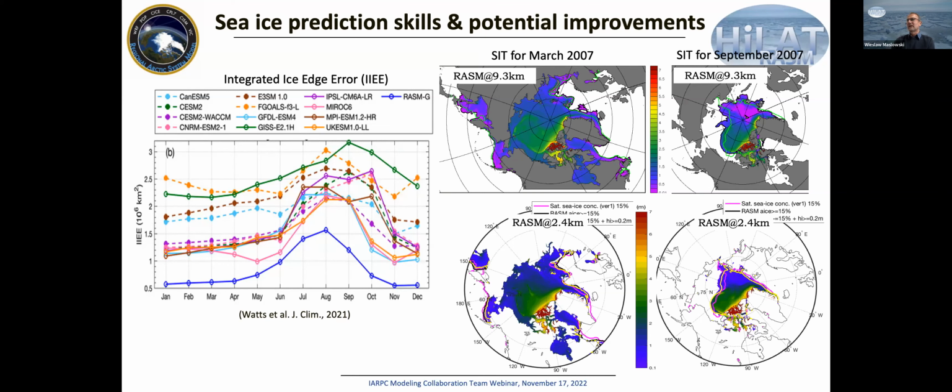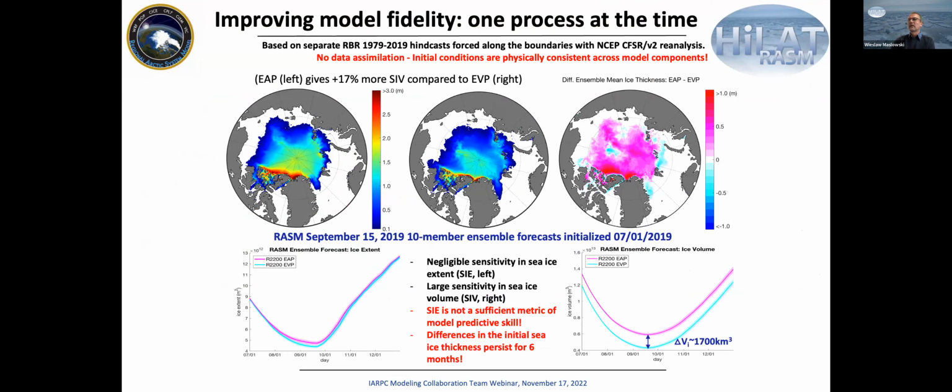But I would emphasize that model optimization, which for some people might be a bad word, is a process that helps you to improve your hindcast and forecast and biases in the model. So what we can do is also look at the effect of a single process improvement.